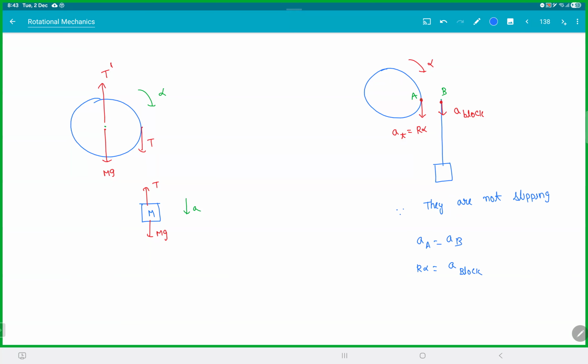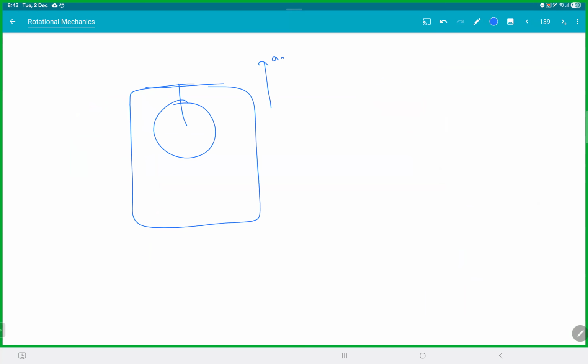Is that making sense? Don't blindly write a equals R alpha every time. Why? I'll tell you. What if tomorrow they give a question like this? The pulley is placed in a lift and the whole lift is going up with a naught. And then if I say there is a block M here, now what do you think will be the answer?